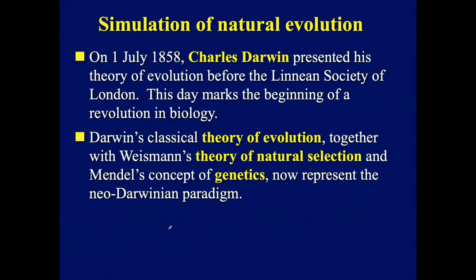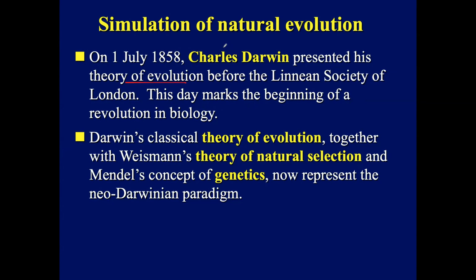Here we go to the second subsection of this topic, where we talk about the simulation of natural evolution. But before we talk about the simulation of natural evolution, we are going to give some history about evolution itself. On 1st July 1858, Charles Darwin presented his theory of evolution before what is referred to as the Linnean Society of London. This date marks the beginning of a revolution in biology, because in this theory of evolution, a new paradigm was presented of how biology should be understood that had never been seen before.